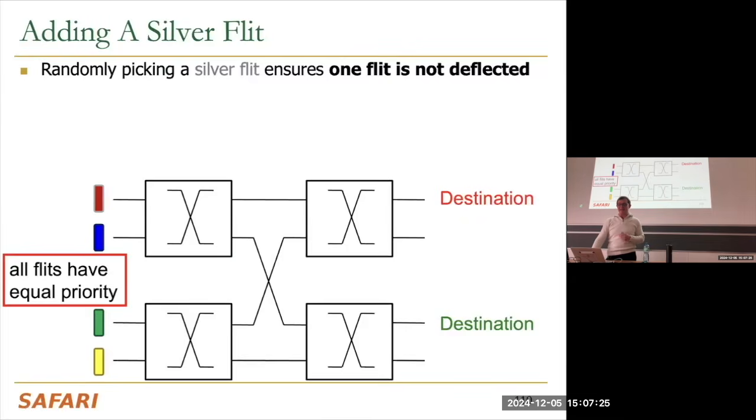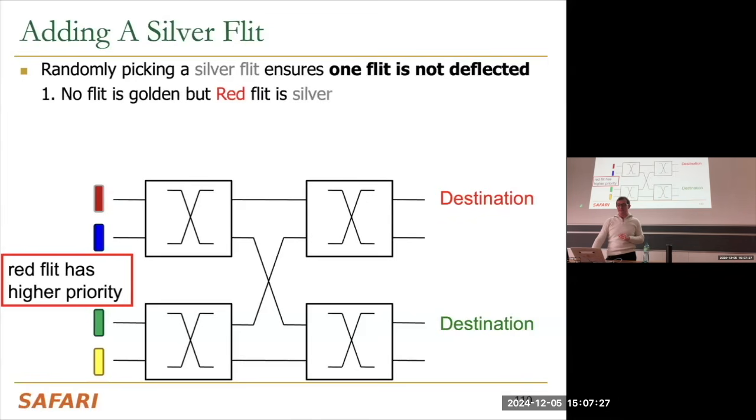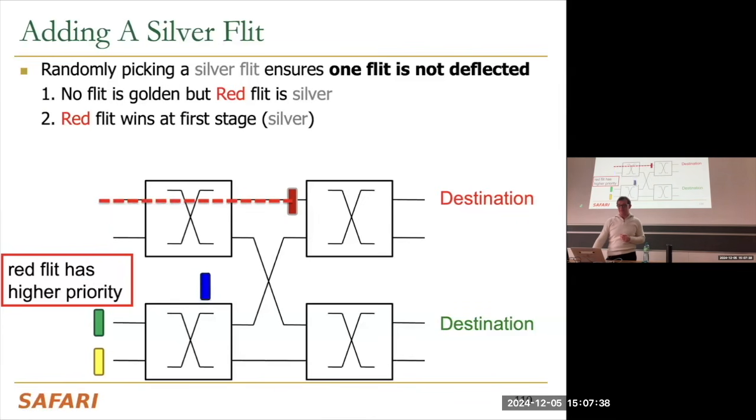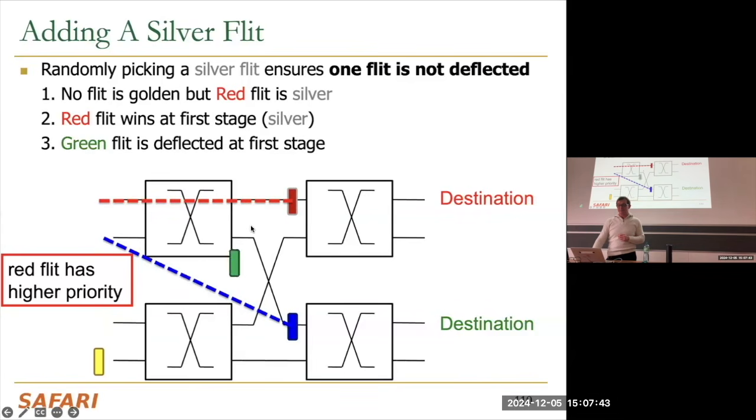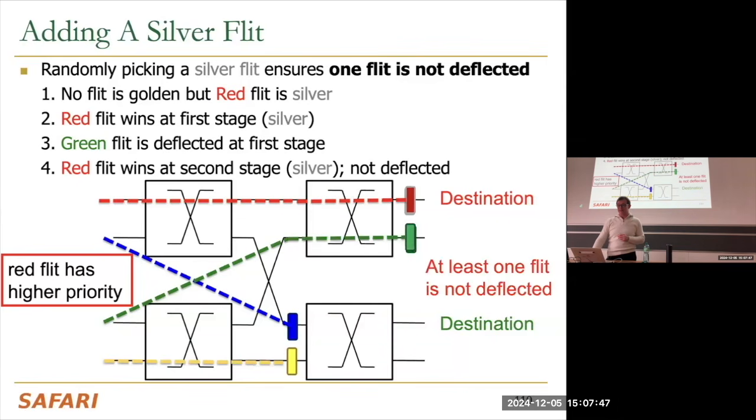Let's take a look at the same situation over here. Let's assume that there is no golden flit, but the red flit is chosen as the silver one. Because there is no flit that's golden, the red flit is guaranteed to go to the destination. So the red flit wins at the first stage because it's prioritized as silver. This still happens to the green flit, unfortunately. And the red flit reaches its destination, its productive destination port. So at least one flit is not deflected. Now you can say, okay, I could make it more complicated, and yes.